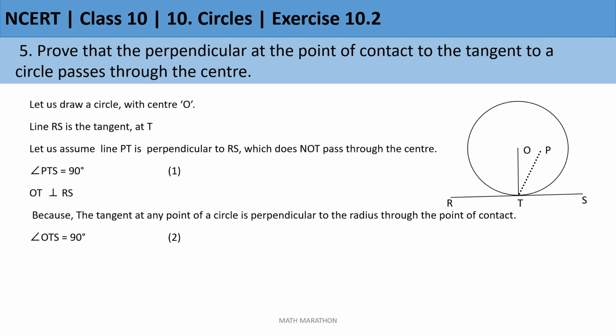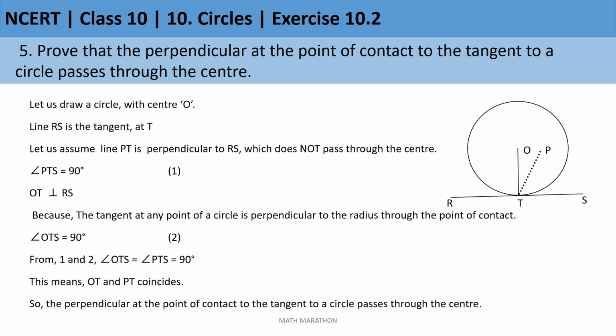Angle OTS is equal to 90 degree. From equation 1 and equation 2, angle OTS is equal to angle PTS is equal to 90 degree. This means OT and PT coincides. This means our assumption is incorrect. So, the perpendicular at the point of contact to the tangent to a circle passes through the center.